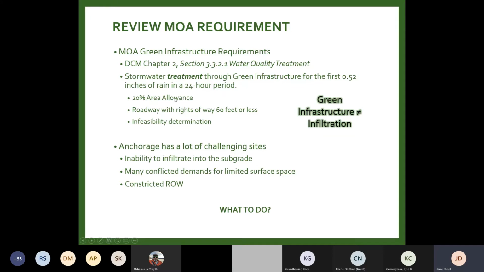And then it talks about the 20% area allowance. Christy also mentioned this earlier today. It talks about roadways with narrow rights of way, and then how to make an infeasibility determination. Because this is all pretty documented there, this is not the focus of today's training. I'm going to assume that this audience is already familiar with these sections. If you're not and you have a question, feel free to ask it at the end in the chat or verbally at the end of this presentation. We'd be happy to talk about it.